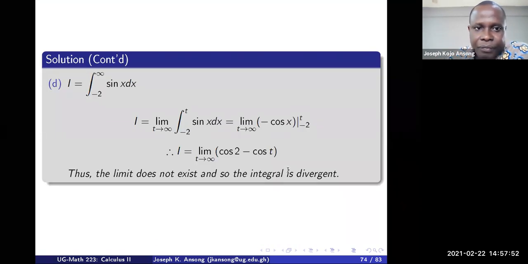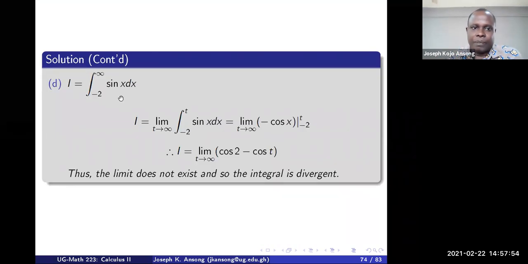In the D, the last example we want to solve in this, we want to integrate from -2 to infinity of sine x dx. This is equal to the limit as t goes to infinity, right? I'm replacing this with t of this. The integral of sine x is just negative cos x, so you have this. So you plug in t and -2 and you get that, right?